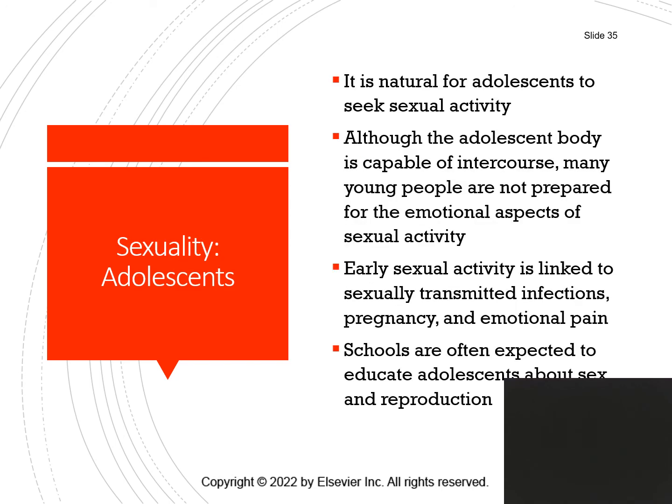Because sex hormones influence thoughts and desires, it is natural for adolescents to seek sexual activity. The Centers for Disease Control and Prevention reported that from September 2016 to December 2017, 39.5% of U.S. high school students had experienced intercourse, but only 53.8% of them had used a condom the last time they had sex. Although the body is capable of intercourse in adolescence, many young people are not prepared for the emotional aspects of sexual activity. Early sexual activity is associated with a high risk of sexually transmitted infections, pregnancy, and emotional pain.